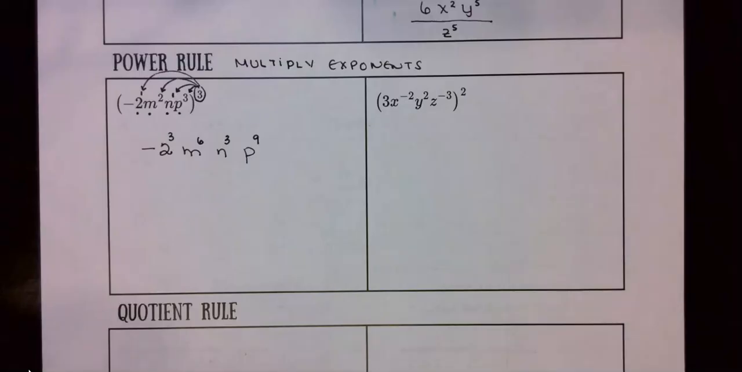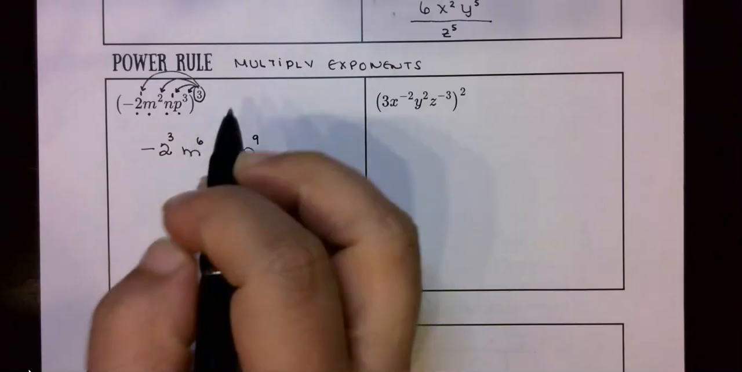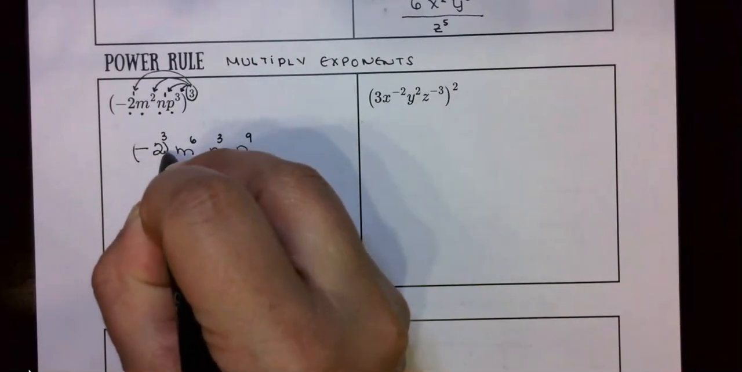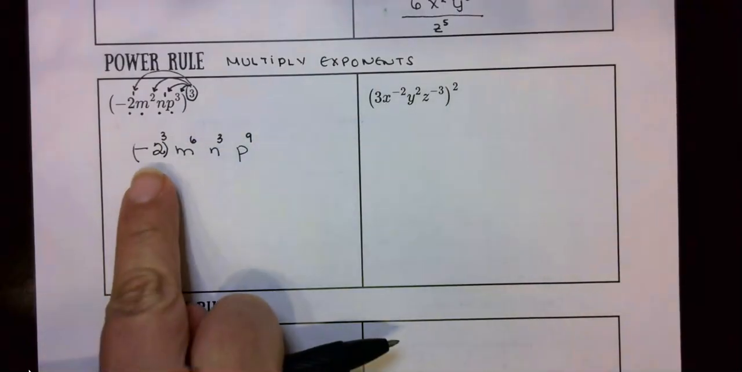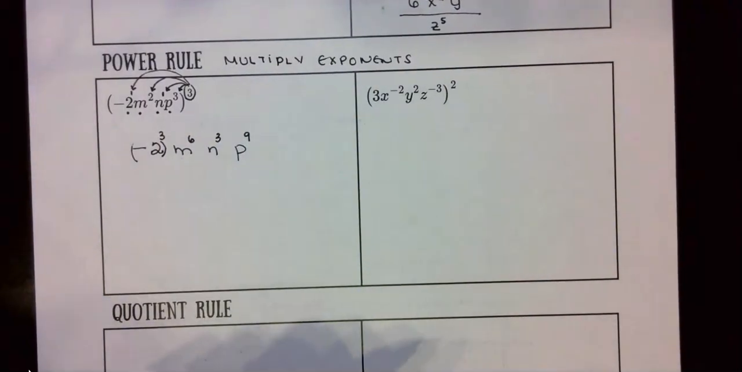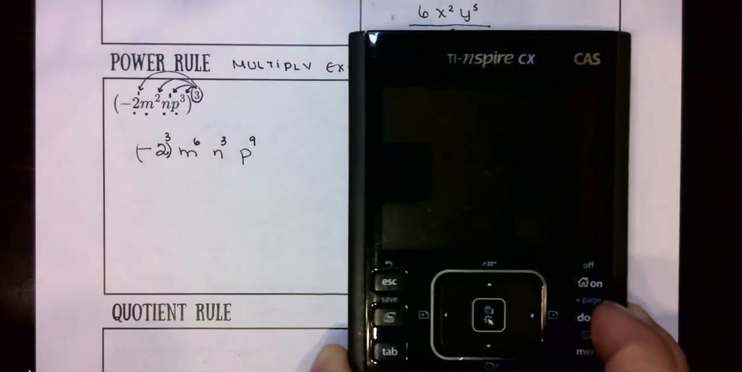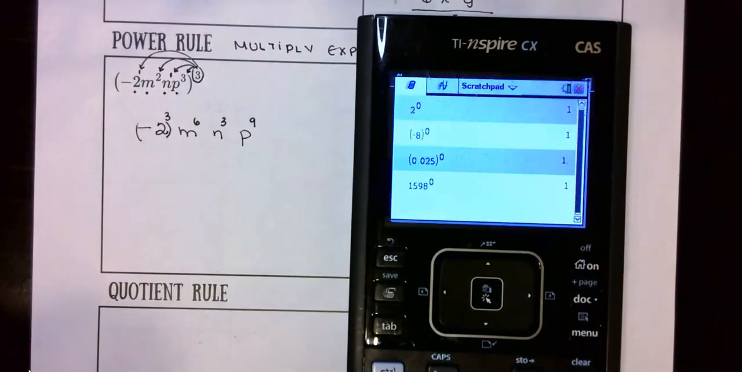Now, I would tell you we are done here, but when you're doing the power rule, the one thing that I want you to focus on is this coefficient in the front. So I'm going to ask you to put parentheses around this -2, and we can actually take a -2 and raise it to the third power, and it will give us a different number. So we still have to simplify this. So if you grab your calculator, or if you can do this in your head, that's perfectly fine.